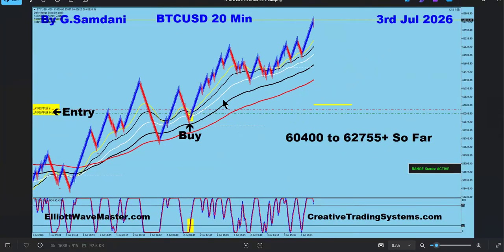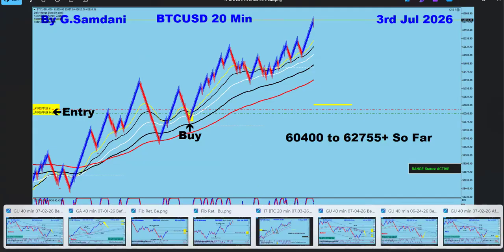This one, Bitcoin, same thing, same entry here. I held and from 6040 to now, it is 62,755. Now this is where I closed on Friday. All right, so these are the trades taken, like 15, 16 trades last week. And I showed you pound USD. Similarly, a lot of other charts are there that worked out very nicely.